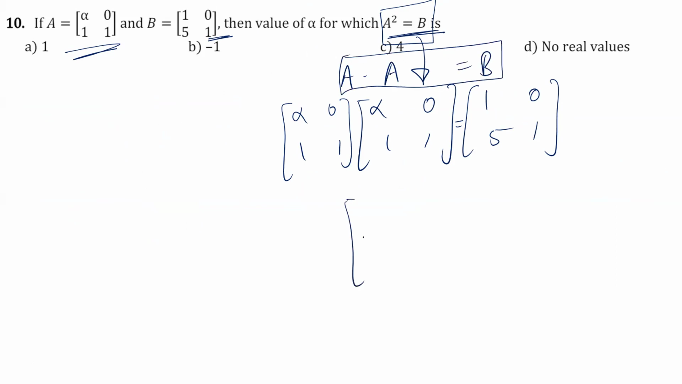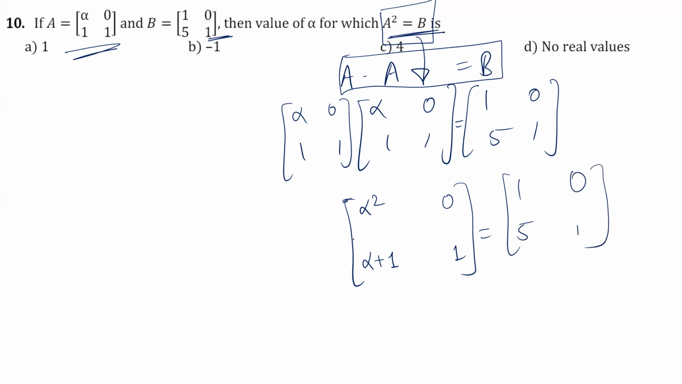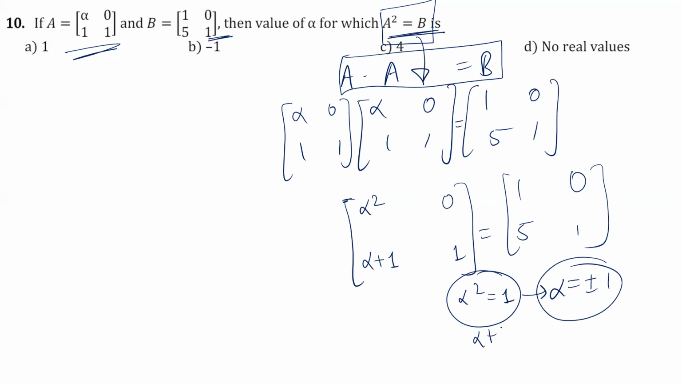So here you can see that alpha into alpha is alpha square, 0 into 1 is 0, so this will be alpha 0. Alpha into 1 plus 1 into 1, so this will be alpha plus 1, and this will be finally 1, equals to 1, 5, 0, 1. So if you compare, alpha square equals to 1, so from here you will get alpha equals to plus minus 1. And if you compare this element, alpha plus 1 equals to 5, so alpha will be 4 here.